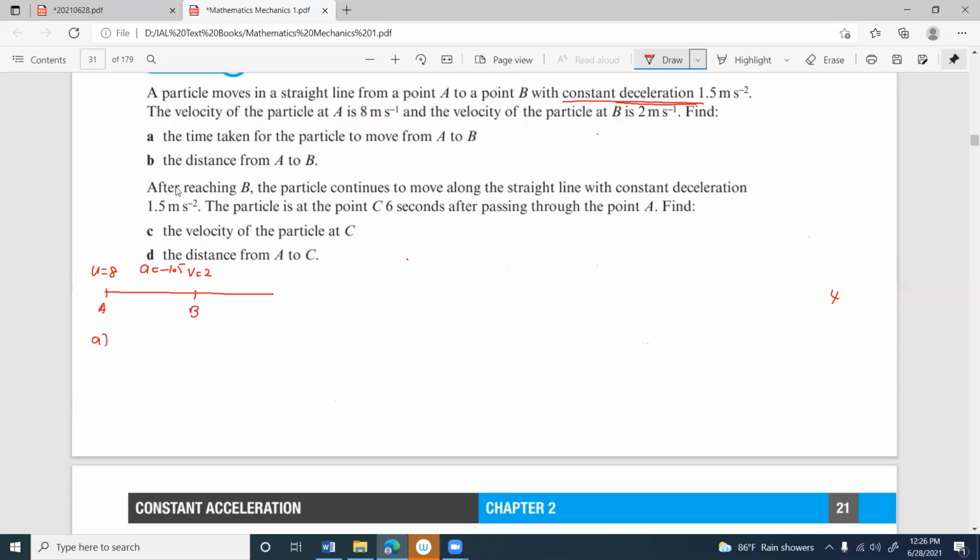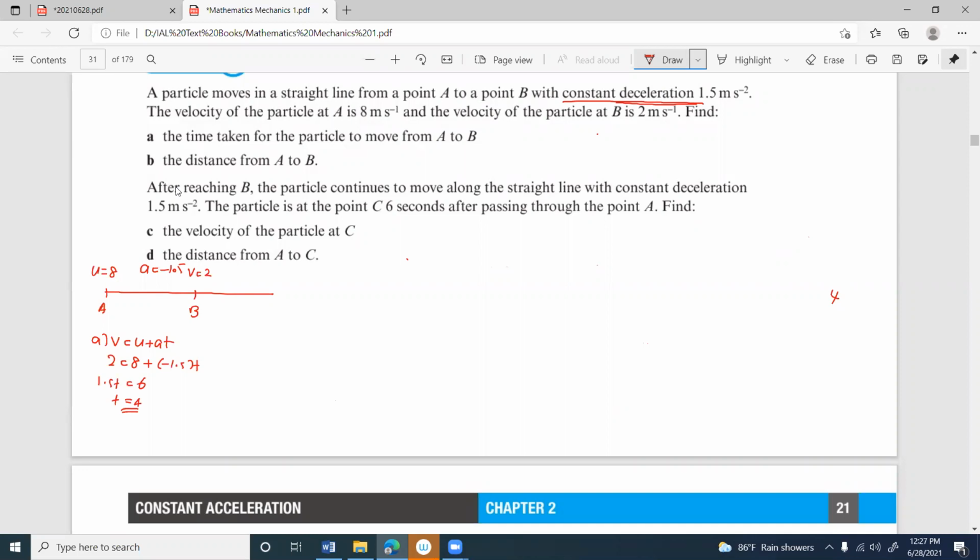A equals (v minus u) over t. A equals (V minus U) over t, or you can write V equals U plus A t. Whatever the format is, correct. You also wrote the same equation. V is 2, U is 8, plus A is minus 1.5 into T. Therefore, you can say 1.5 T equals 6. Therefore, T is equal to 4 seconds. That's the answer we need to obtain.